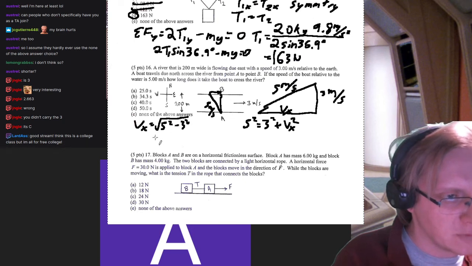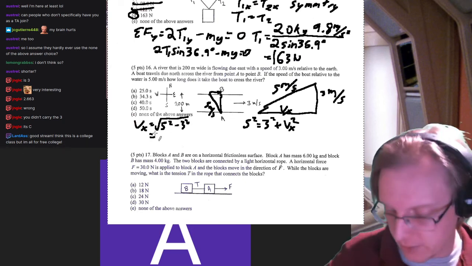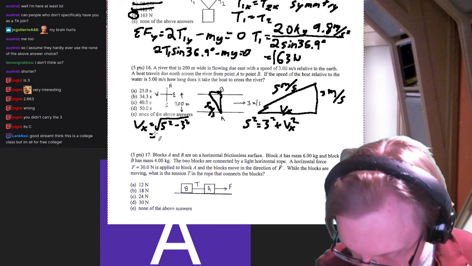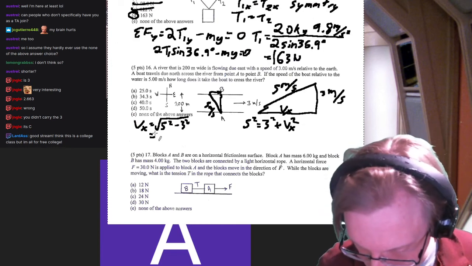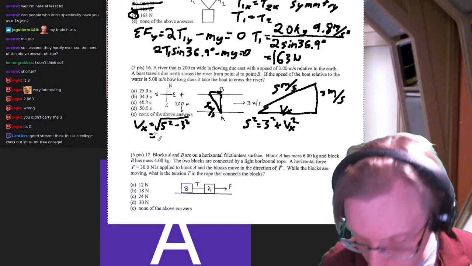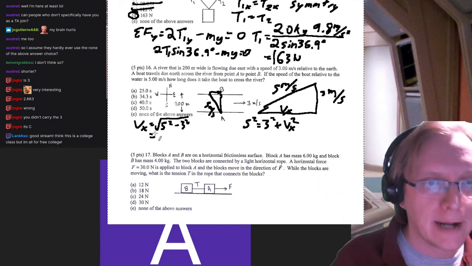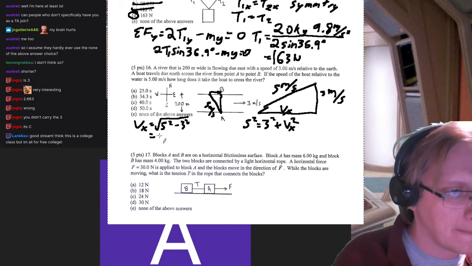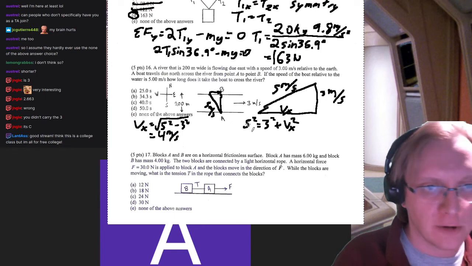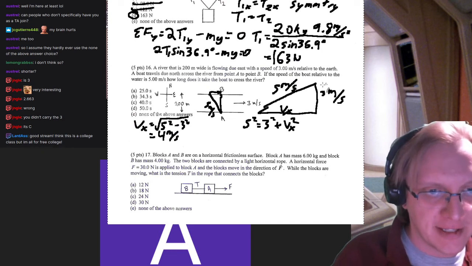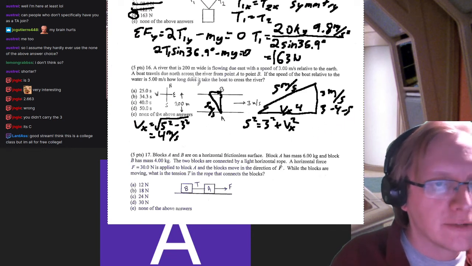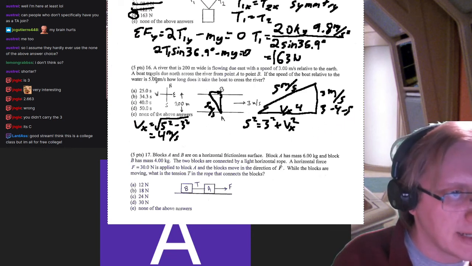This is greater than 0, therefore our calculators will not yell at us. And that is the square root of 5 squared minus 3 squared. Answer, oh, right, of course. 4 meters per second. That's a 5, that's a 3, of course this is a 4. It's a 3, 4, 5 triangle. That makes a lot of sense there.